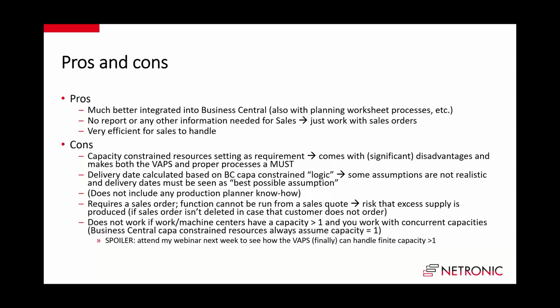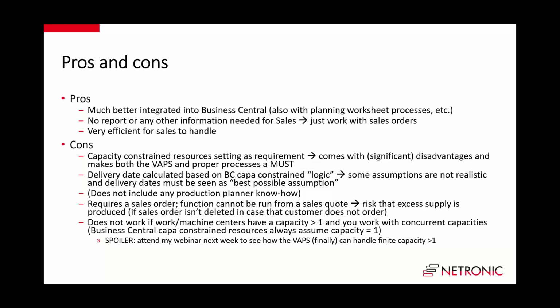And there's another thing that you also need to know. This capacity constrained resources function, as in Business Central, only works if your work and machine centers have a capacity of 1. So if your work or machine centers have a capacity larger than 1, it will not work. And now you rightfully might say, okay, but then the VAPS also works with the assumption of the finite capacity of 1. This is right today. It won't be right anymore next week.